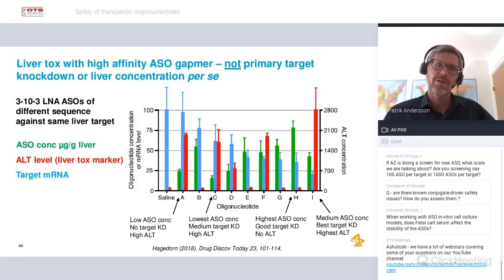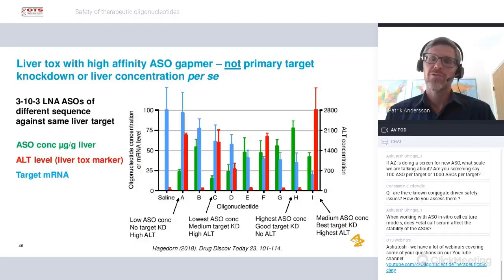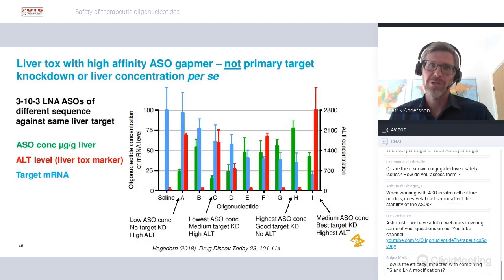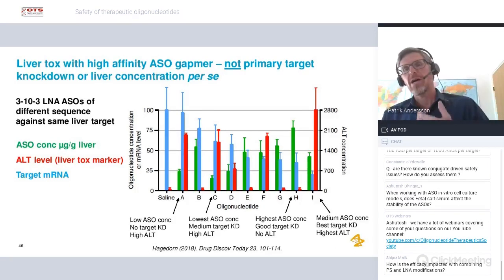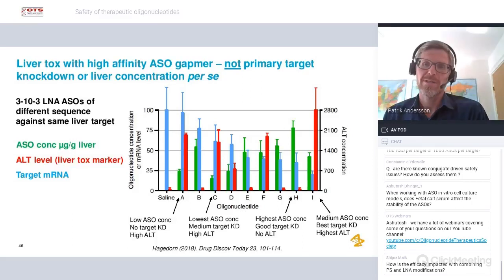So this graph just illustrates an experiment where they ran a number of ASOs for the same target, demonstrating that the liver toxicity that you see is not driven by the primary target knockdown or the liver concentration per se. I will not go through all this here, but I think it's quite convincing. In this set of examples, you have high concentration giving no liver tox, low concentration giving liver tox, and high knockdown or low knockdown giving all different kinds of variations. So I think this is quite important to remember.